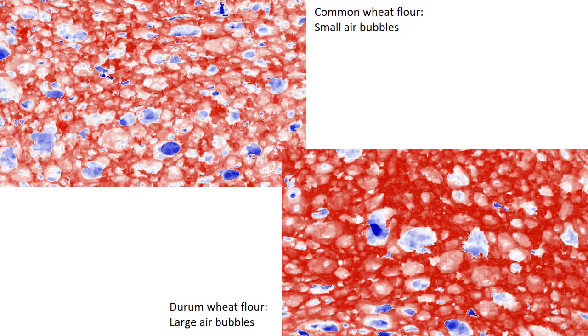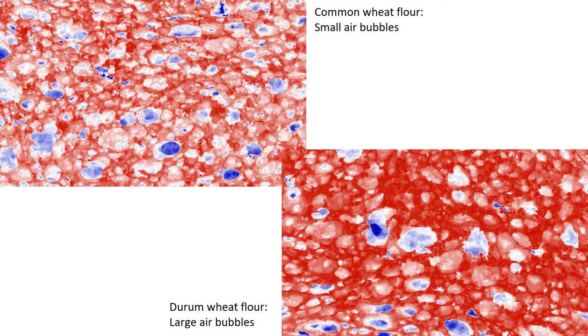We can take a look at the air bubbles in breads made from durum and common wheat flour to compare them. In this image, the blue areas are the darkest spots in the original photo, so those are the air bubbles. The image on the left is common wheat flour, and we see that it has a lot of blue spots and that they're pretty small.